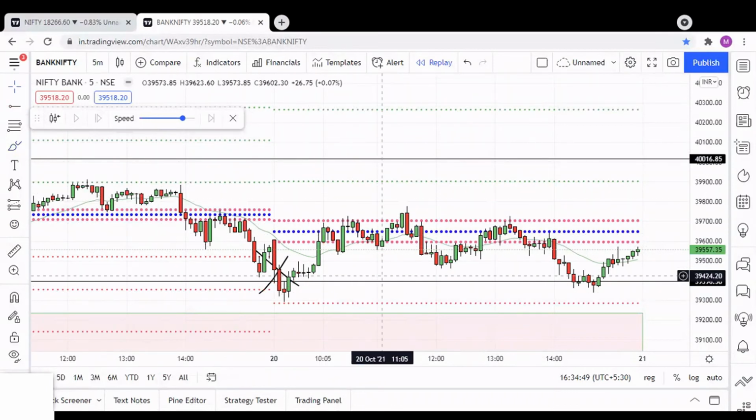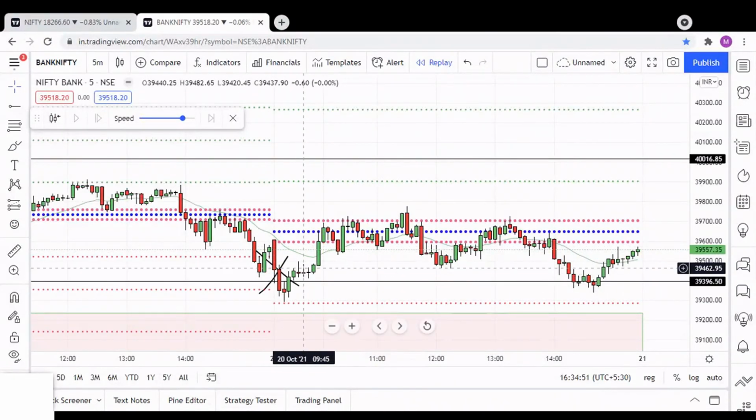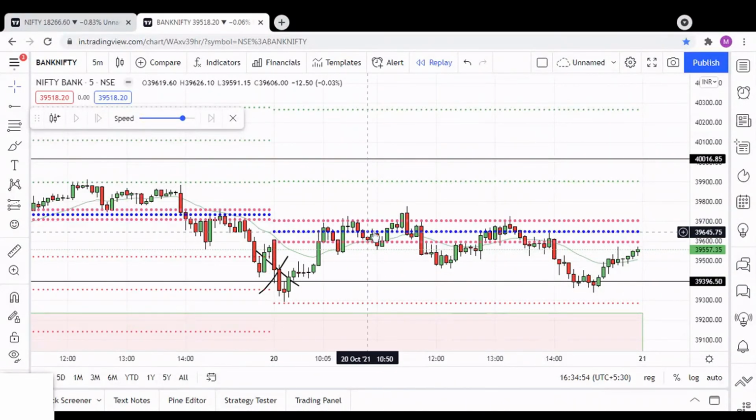Looking for the next best opportunity, market came down and went up to the CPR and made a consolidation inside the CPR for an hour or so and broke out from the CPR. Look at this green candle. This green candle broke this CPR. So one can go for the entry at this green candle.